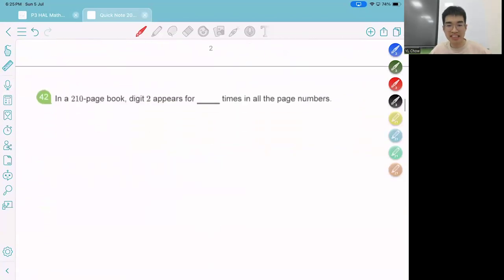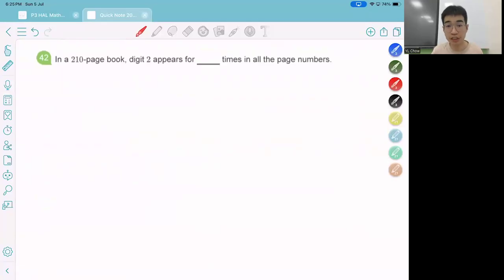Okay, let's move on to the next question. This is question 42, a page problem. In a 200 page book, how many times does the digit 2 appear in all the page numbers? Now, admittedly, this is one of the more difficult types of page problems. We need to identify where and when a certain digit would appear in a range.